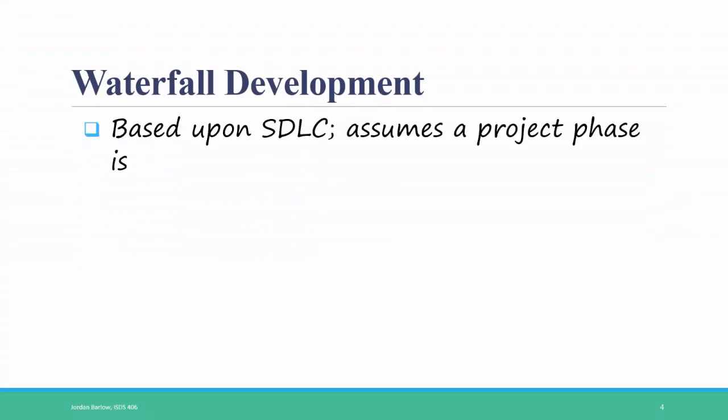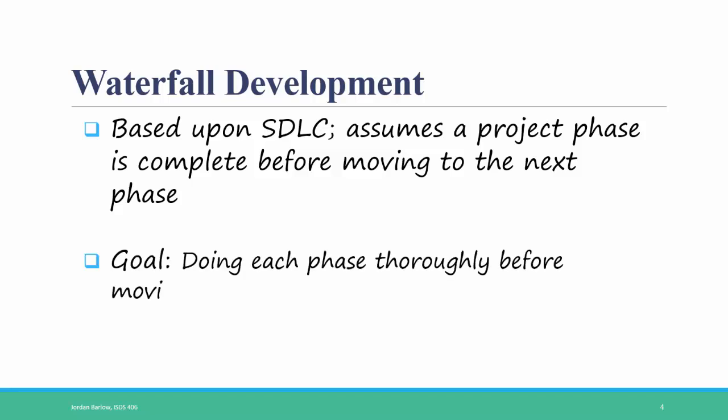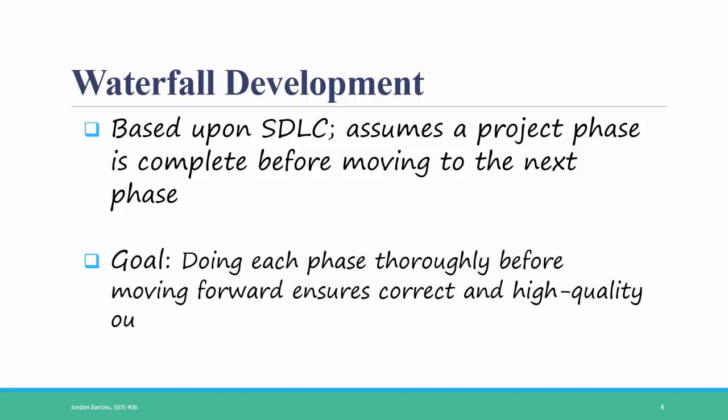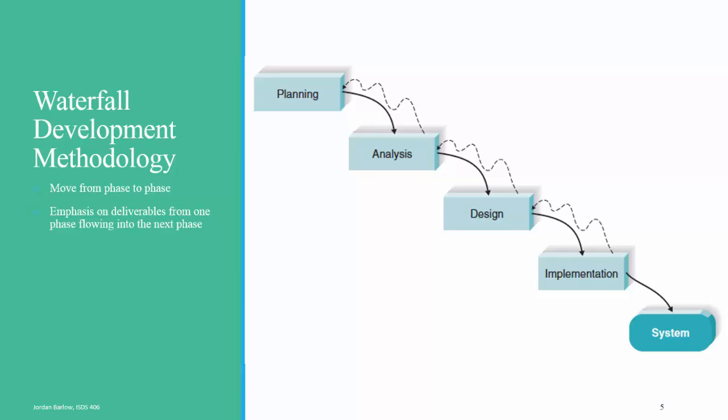Waterfall is based upon the system's development lifecycle, and it assumes a project phase is complete before moving on to the next phase. And the goal of waterfall development is doing each phase thoroughly before moving forward, which will ensure correct and high-quality outcomes. So waterfall development looks like this. You start with your planning phase, and once all of the planning is done, you move on to analysis, and then design, and then finally implementation.